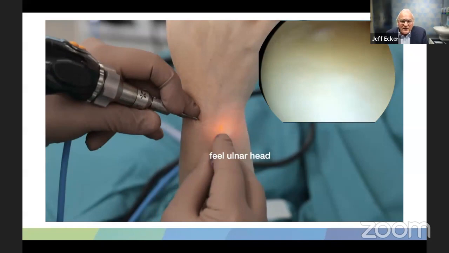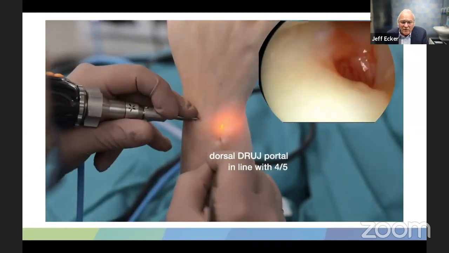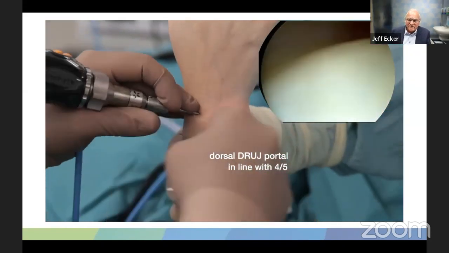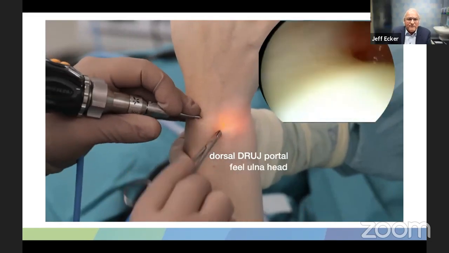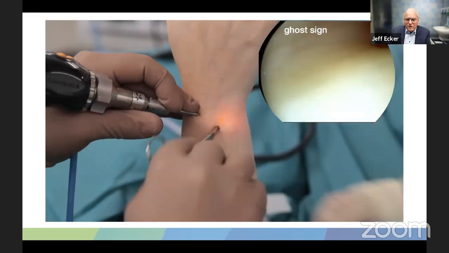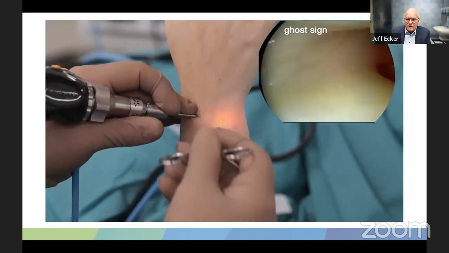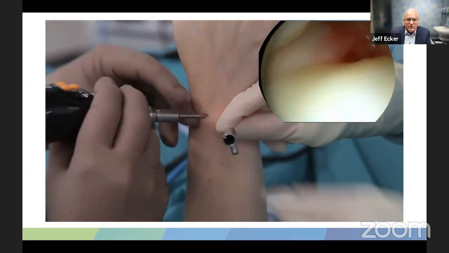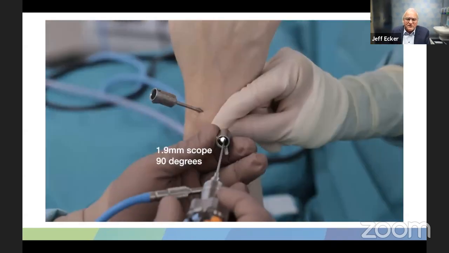Put a needle into the DRUJ and feel the ulnar head immediately below the TFCC. Then put in forceps, feel the ulnar head. You can lift it up and see the ghost sign. It's really important to feel the ulnar head and you don't put it into the substance of the TFCC.